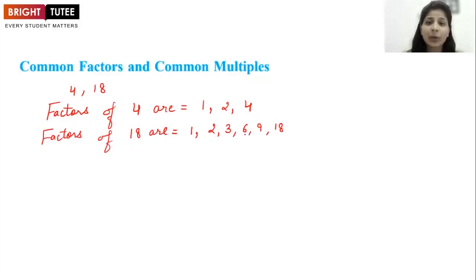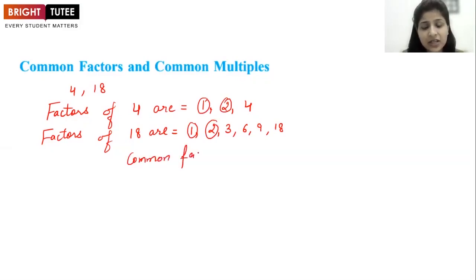Now if I talk about the common factors, out of all the factors, which are the factors that are common to both of them, we see 1 is there in both of them, 2 also is there in both of them. So if I have to find out the common factors of 4 and 18, the common factors are 1 and 2. So we write: common factors of 4 and 18 are equal to 1 and 2. 1 will definitely be common.